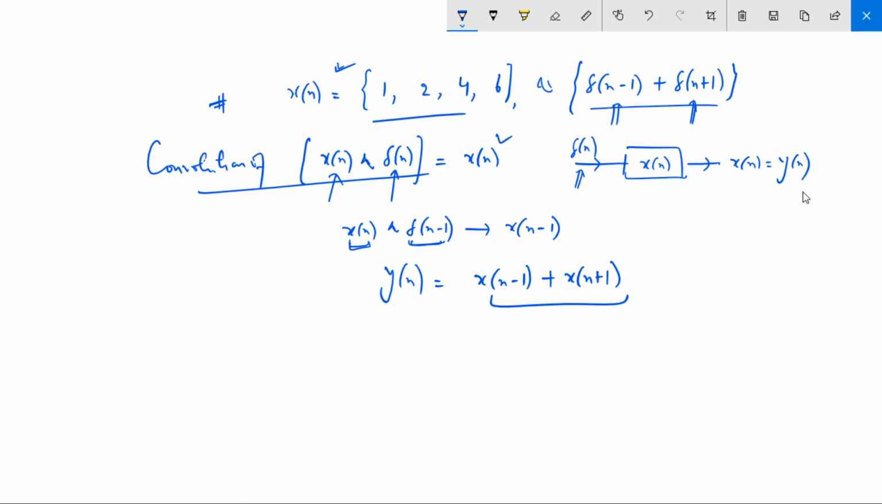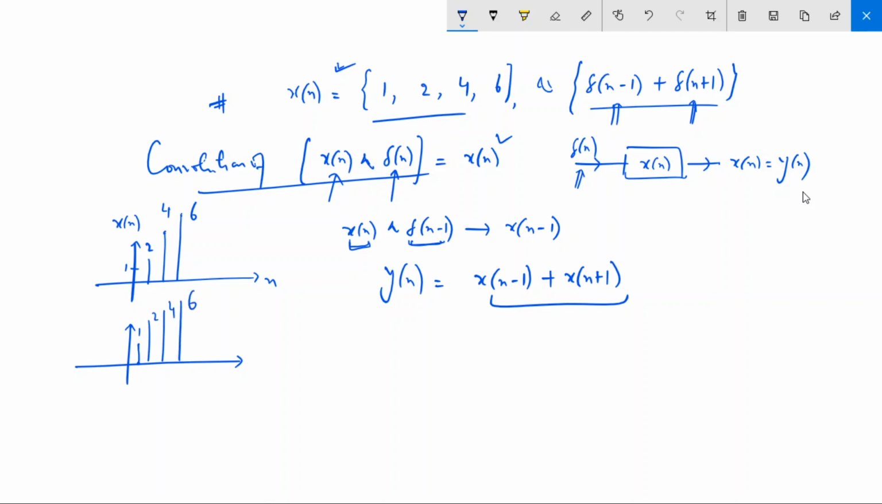Okay, so if you plot x of n, my x of n is 1, at n is equal to 1 it is 2, then at n is equal to 2 it is 4, then at n is equal to 3 it is 6. This is x of n. So the output is x of n minus 1 plus x of n plus 1. If it is x of n minus 1, delayed by 1 to the right, it will become, at this point at n is equal to 1, then 2, 4 and 6.